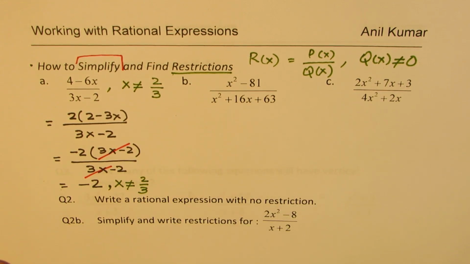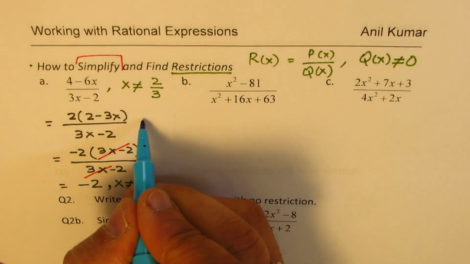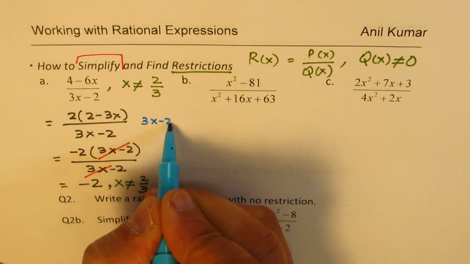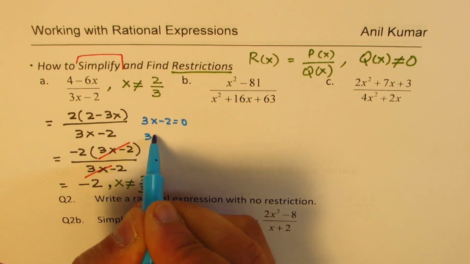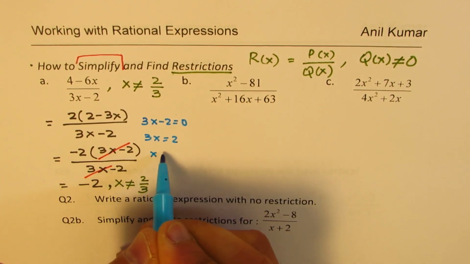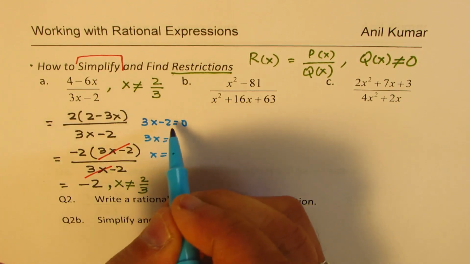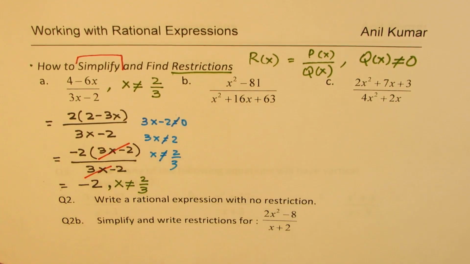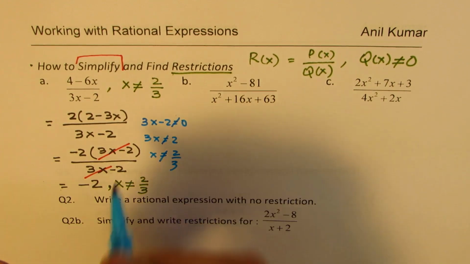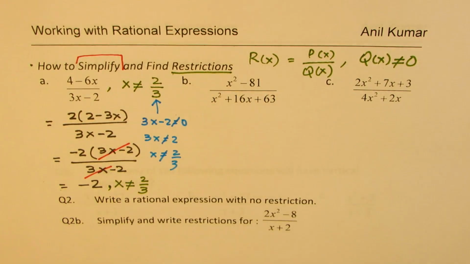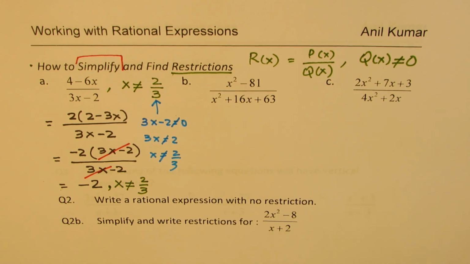Is that correct? How did we get it? At times you could do it like this. You could do 3x minus 2 equals 0. So we have 3x equals 2, and x is equal to 2 over 3. Now that is making the denominator 0, which is not possible. So we get our restriction that x is not equal to 2 over 3. Is that clear? I hope this step is absolutely clear. This is a very, very important aspect of understanding rational expressions, right?